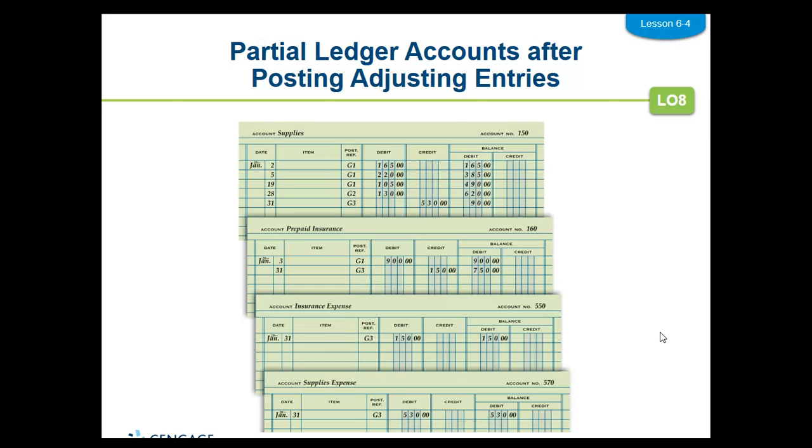And then once you post those, your supplies account, your prepaid insurance, your insurance expense, and your supplies expense ledgers will be updated with the correct amount. If you remember way back when we did this in lesson 6.2, we found out that we started with $620 in our supplies account at the beginning of the month. At the end of the month, we had 90. So we had to adjust it for 530. And so now your ledgers reflect that change.